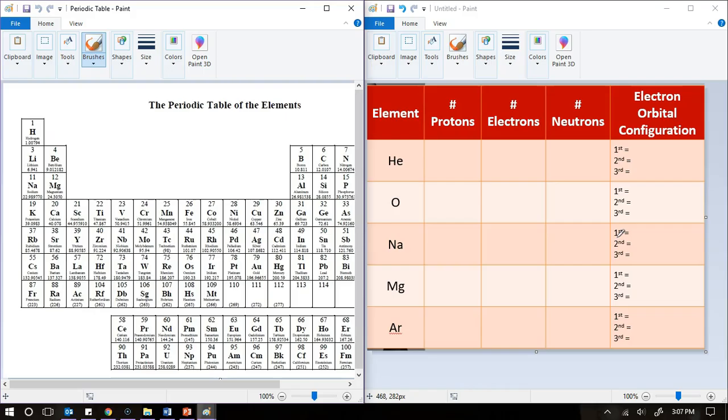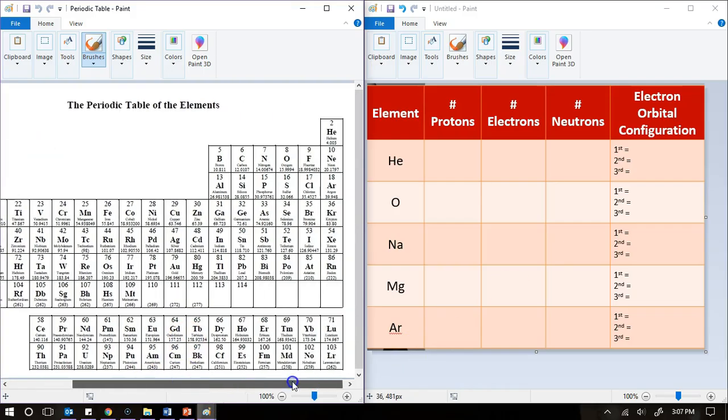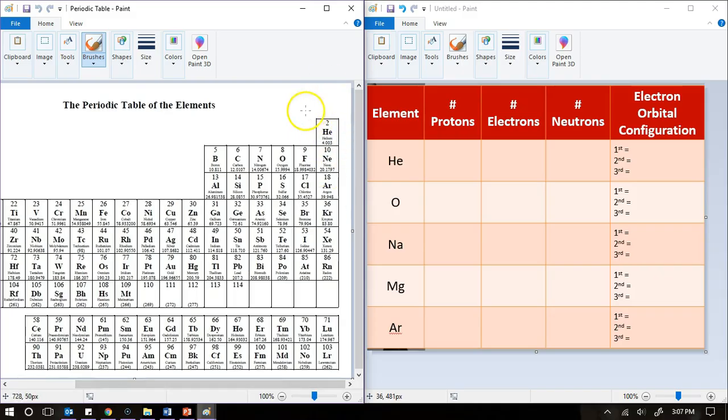So He is helium. If I come over here to my periodic table, here's my He. Now remember, my number of protons is my atomic number. So here's my atomic number at the top, which tells me that I have 2 protons. For this particular exercise, we're going to assume that the number of electrons balances out the number of protons, and that we're dealing with neutral atoms. So if helium's got 2 protons, that means I also need 2 electrons to balance that out.